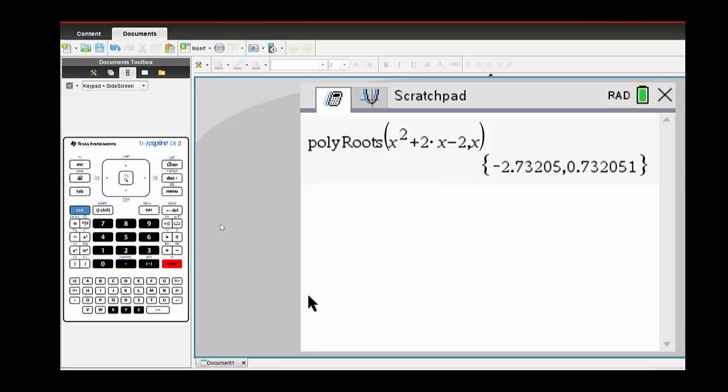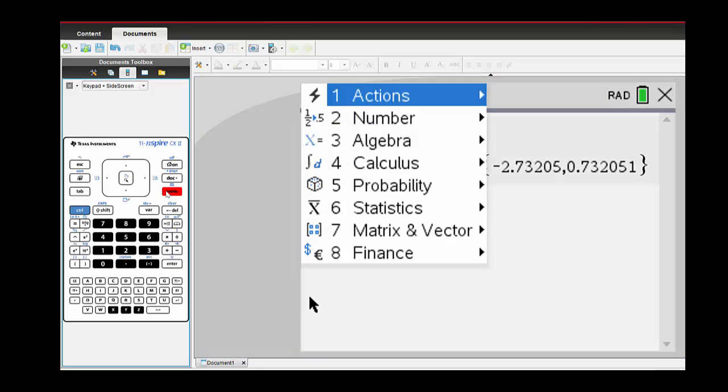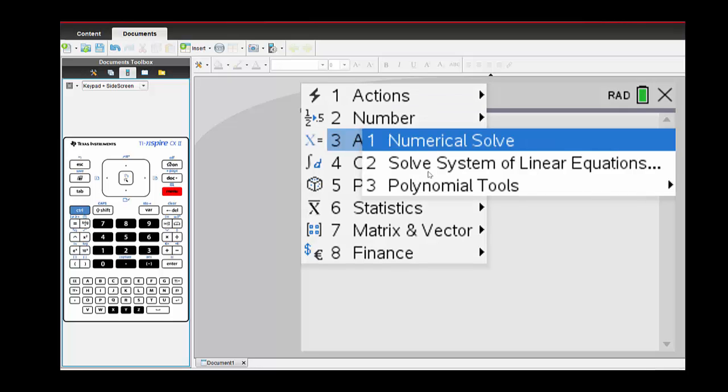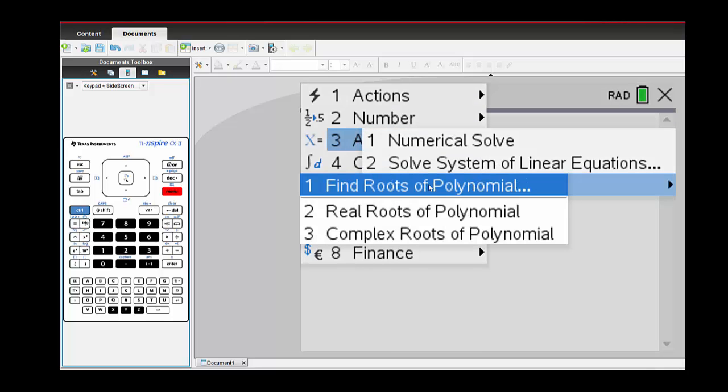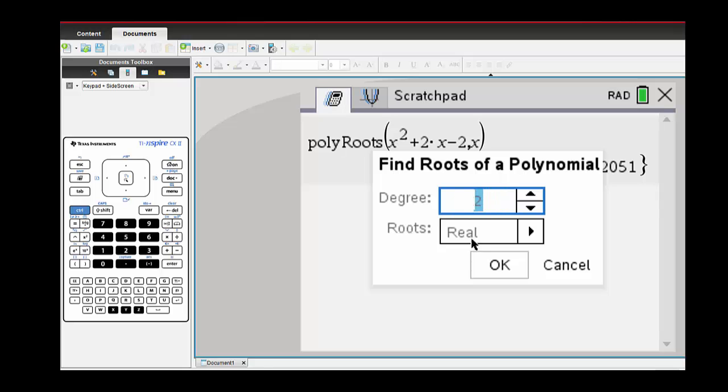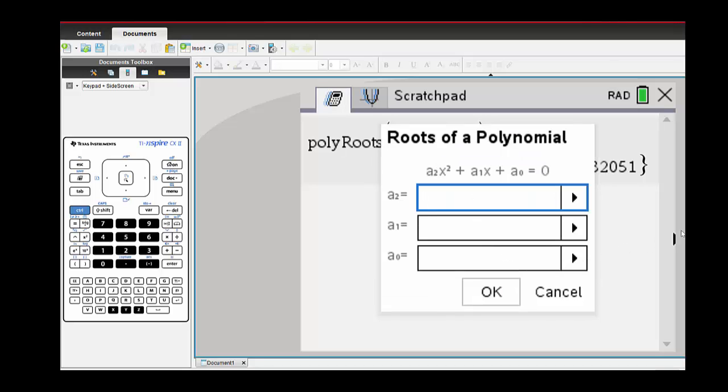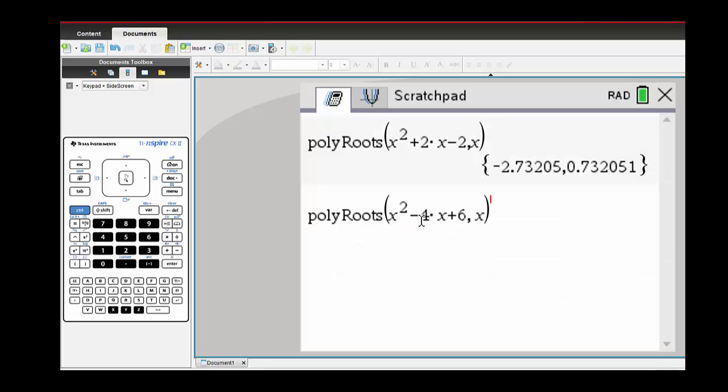So we're going to go back into our quadratic solver. So menu, algebra, polynomial tools, find roots of a polynomial. Once again, we leave that as it is. Now in here, we're going to do the x squared minus 4x plus 6. So number in front of the x squared will be 1. In front of the single x, minus 4. And then the value on its own, I said, was positive 6. Press OK. Double check here that that all looks correct. x squared minus 4x plus 6.